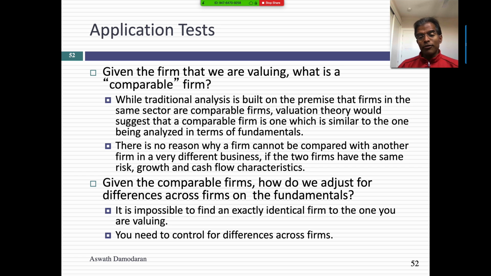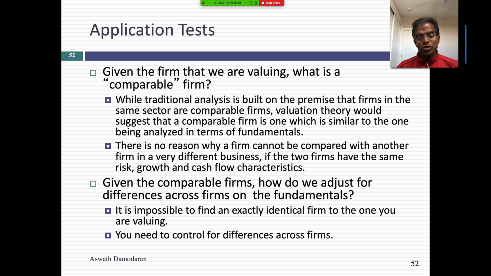So that is the definition, that is the analytical test. We're looking to see the variables that drive each multiple. Let's talk about the application test. So here we're asking, now that I'm going to be pricing this company, what should I compare it to? What are my comparable firms?